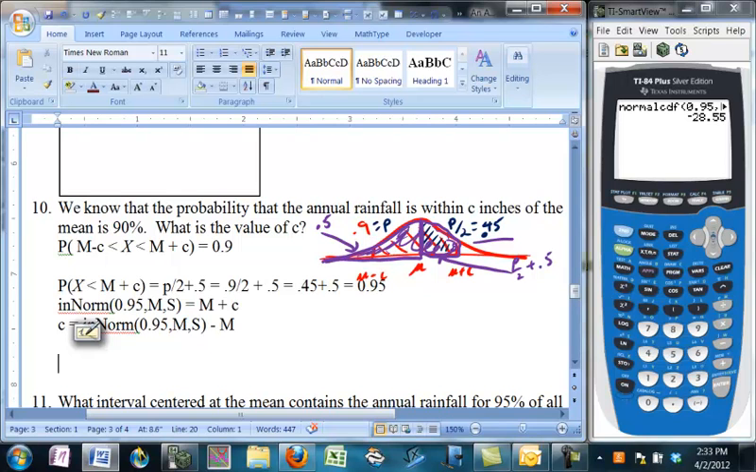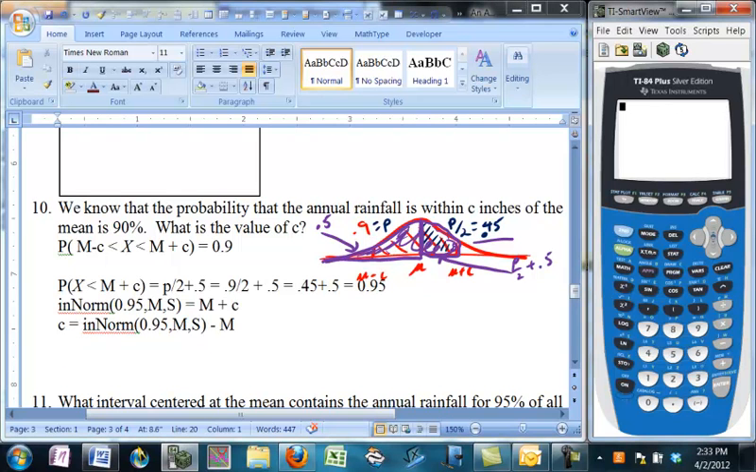Oh, I did norm. I didn't do inverse norm. Okay. No wonder it doesn't look right. Inverse norm. There we go. 0.95, M, comma, S. There we go. 2 commas. Oh, and then I forgot, I've still got to subtract M after that anyway, so alpha M.